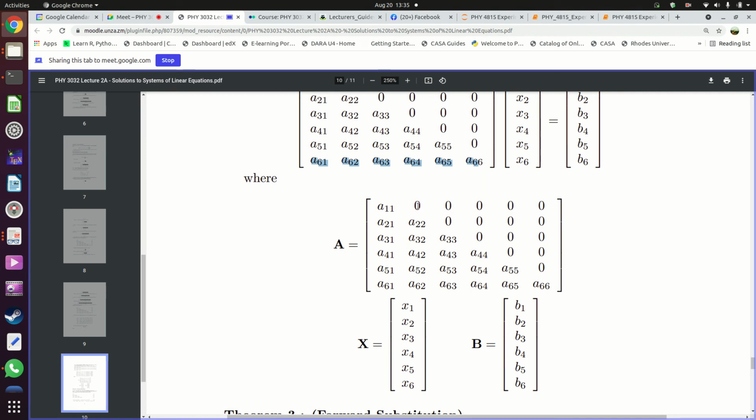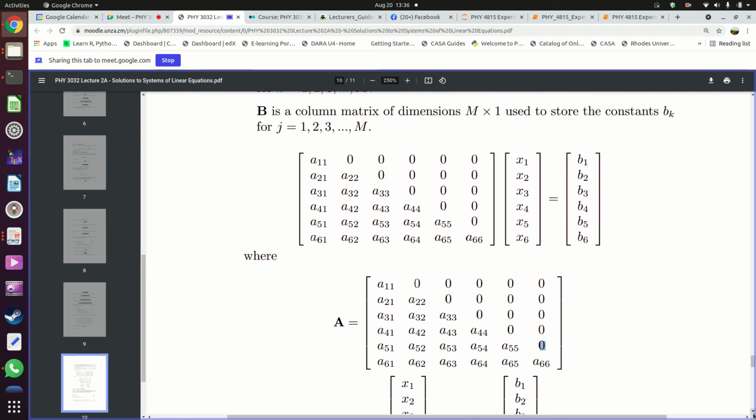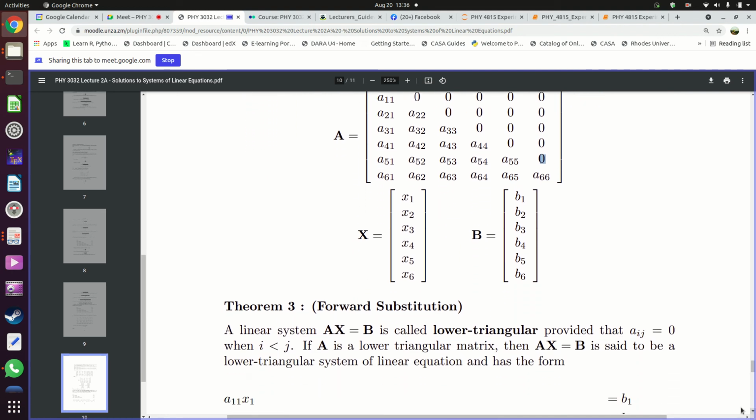You notice that all these terms, here you have the row number one, this is A1, A1,2, where the 2 is the column, the row is the 1. Everywhere where the row number is less than the column number, we have set such a coefficient to be equal to 0. That's basically the definition of what an upper triangular system is, where you have set everywhere where the row, which is your i here, is less than j, for such coefficients, you have set everything to 0.